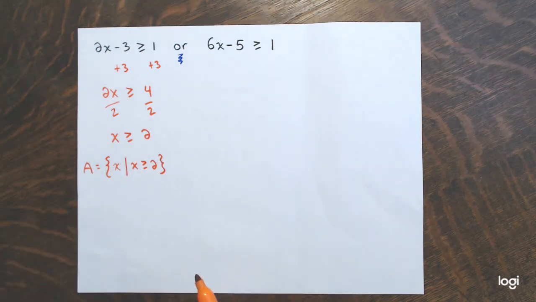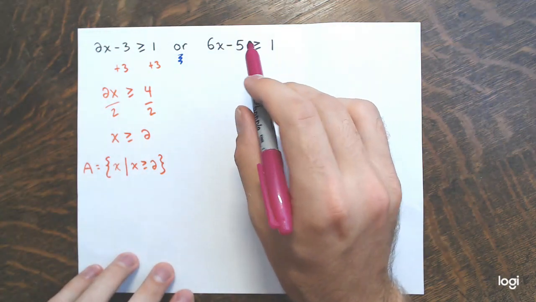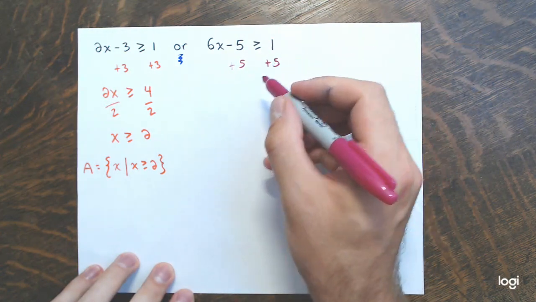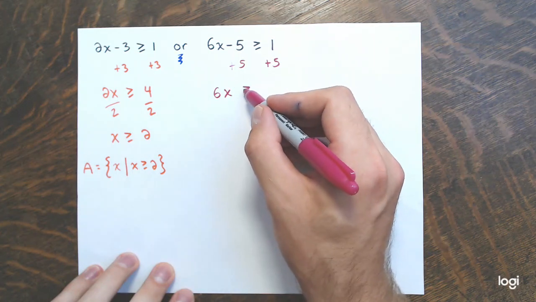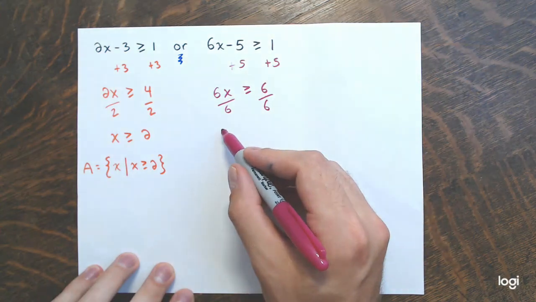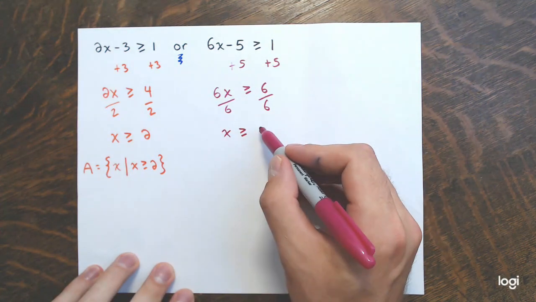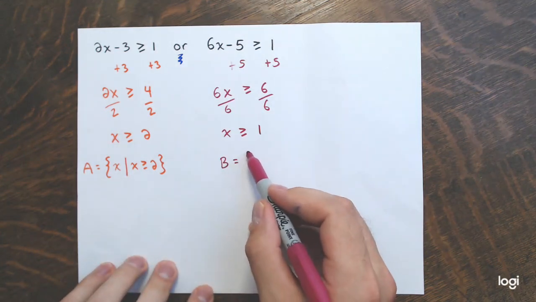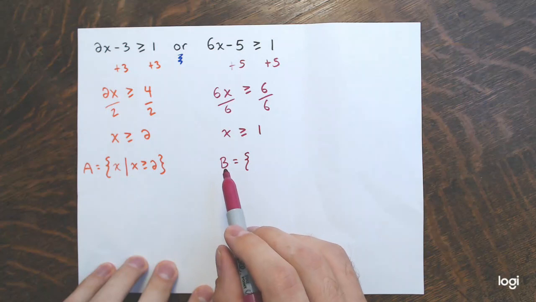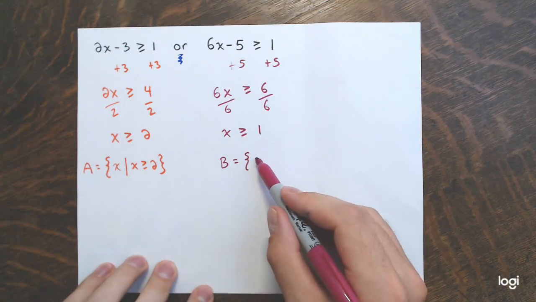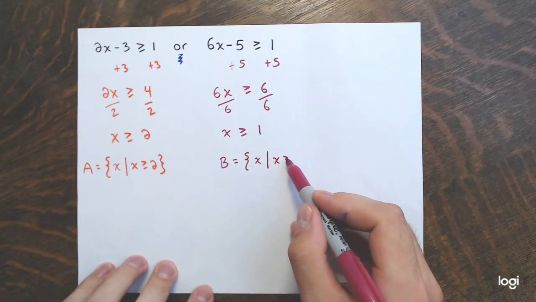Or, and then we have this other inequality, 6x minus 5 is greater than or equal to 1, in a different color I pulled out. I would add 5 to both sides here, giving me 6x is greater than or equal to 6. Then divide both sides by positive 6, leaving me with x is greater than or equal to 1. So set B, and again I'm going to use the same letters I've been using. Set B is the set of all the solutions of this second inequality, and it's all values of x such that x is greater than or equal to 1.